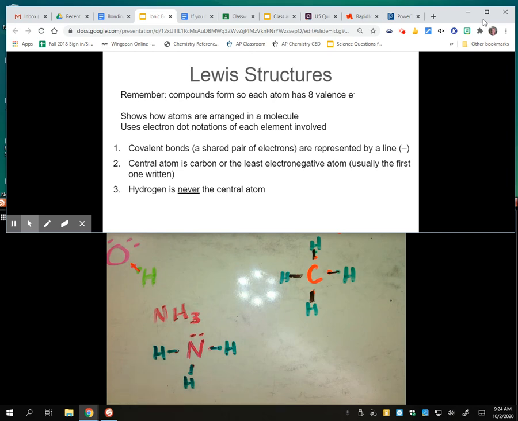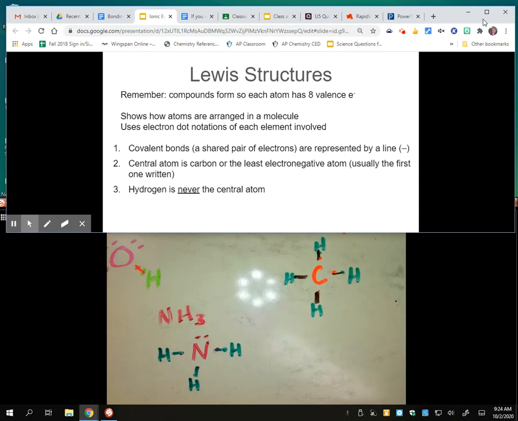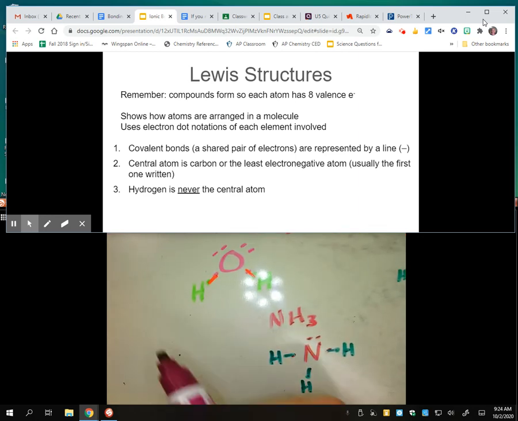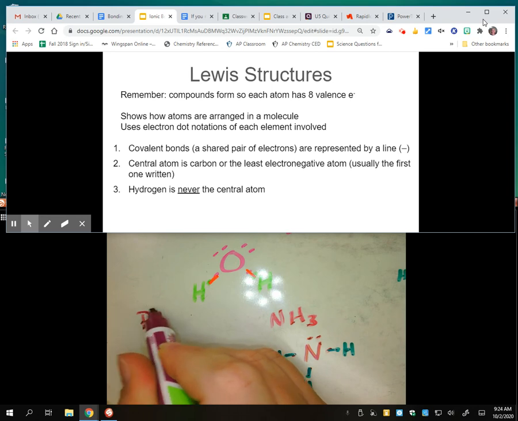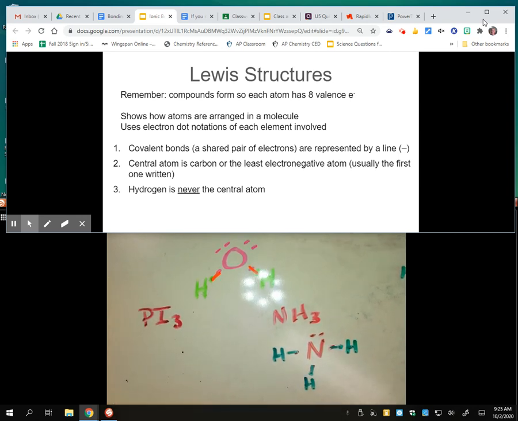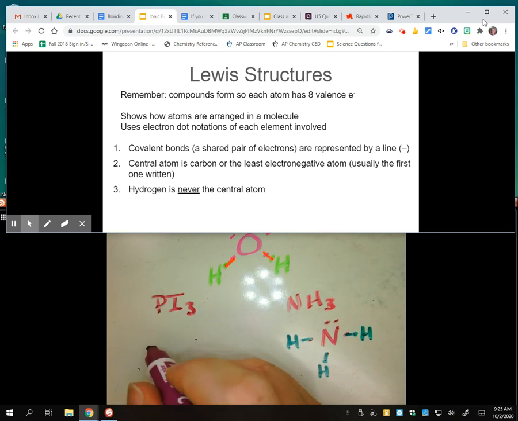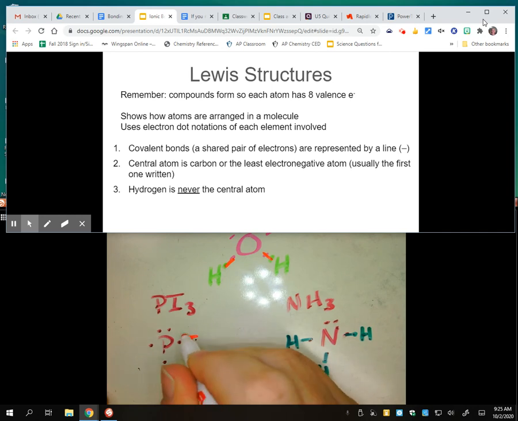If we were bonded to something other than hydrogen, so let's look at this one. Phosphorus triiodide. Phosphorus is in group 15, so it has 5 valence electrons, 1, 2, 3, 4, and 5. And then I'm going to have 3 iodines. Iodine is a halogen, and it has access to 7. So 1, 2, 3, 4, 5, 6, and 7. Sorry, it has 7 valence electrons. And then each iodine is going to be the same way with their 7 valence electrons.